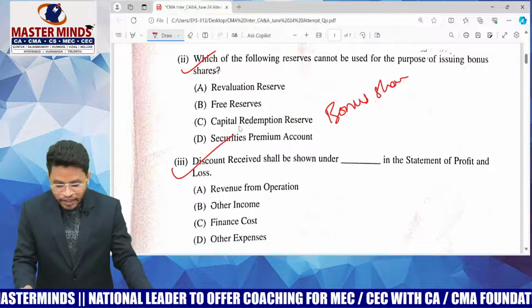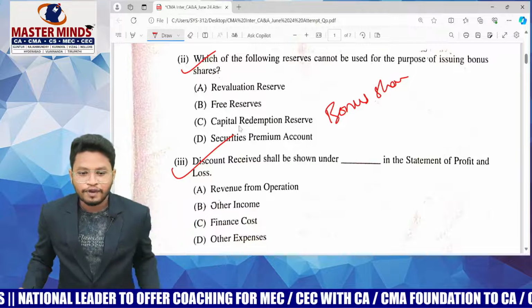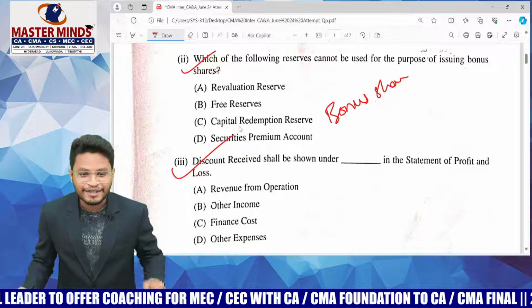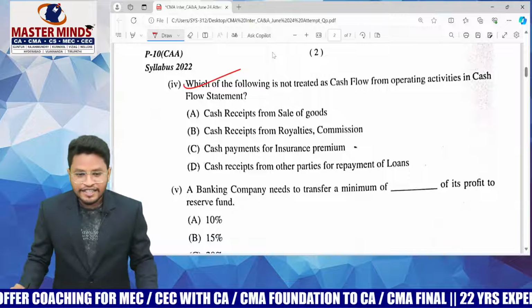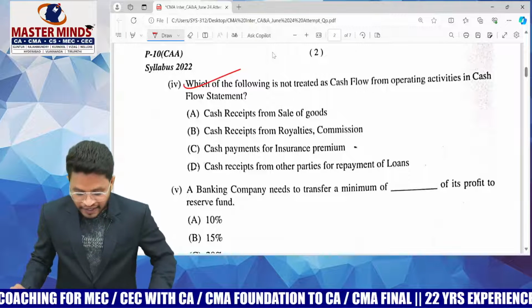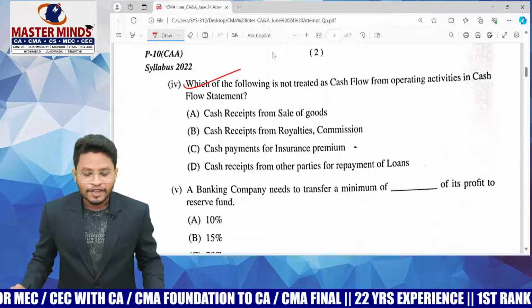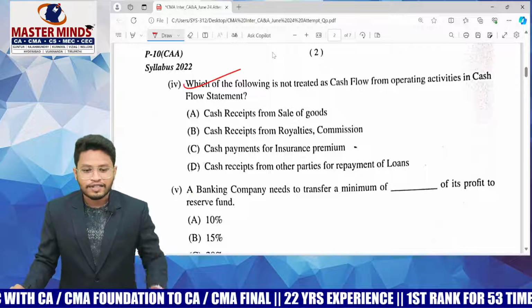Discount received shall be shown under dash in the profit and loss statement. If you know the format of a profit and loss statement, this is easy. Discount received, other income, yes or no? Yes. And which of the following is not treated as cash flows from operating activities in the cash flow statement? This is from the cash flow statements chapter. If you are thorough with operating activities and all, it is nothing for you.